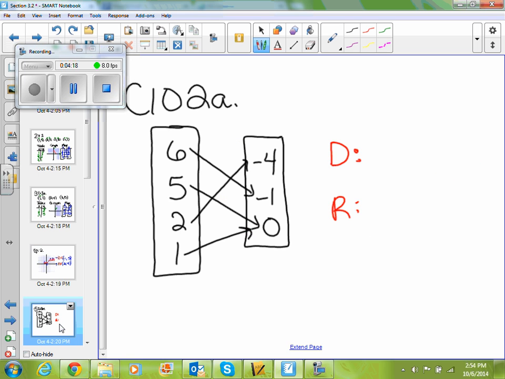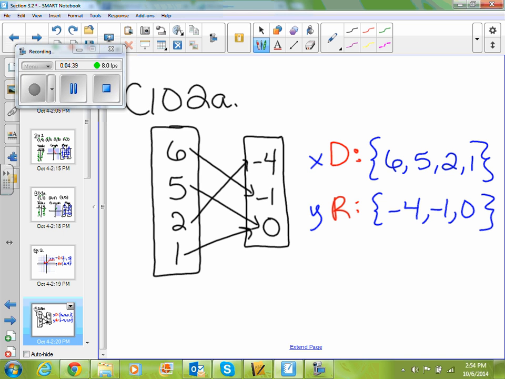Okay, so let's do that again. So I'm given this mapping diagram. So what are my domain values? My x values. 6, 5, 2, and 1. Okay, and what are my range values, my y values?